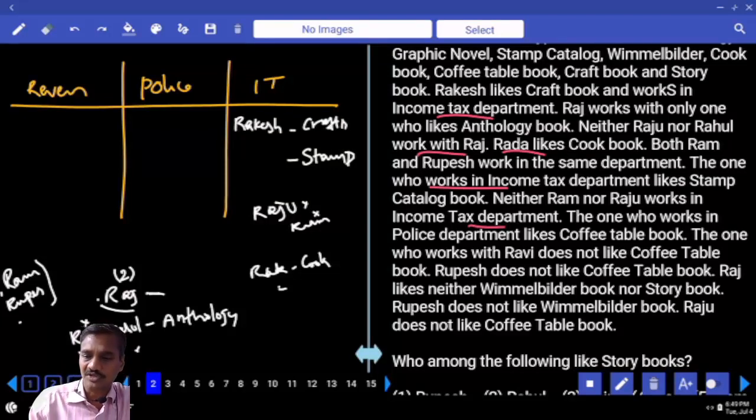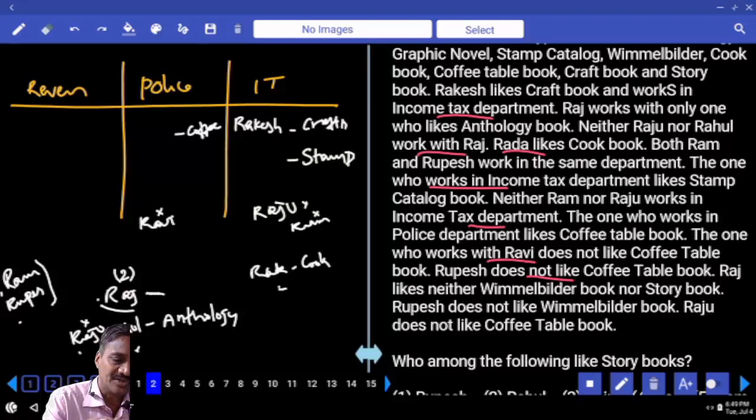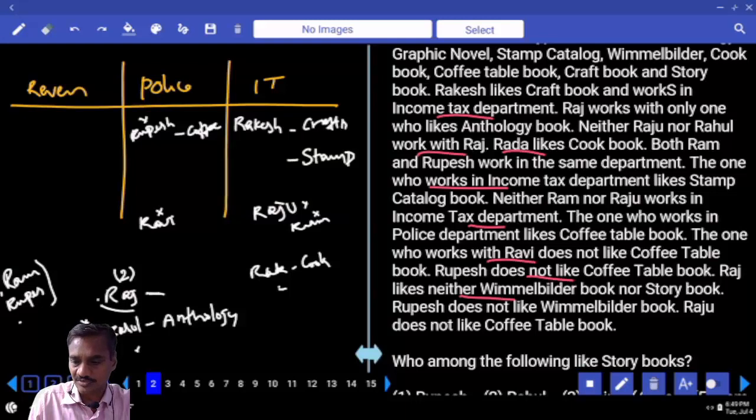The one who works in the police department likes coffee table book. The one who works with Ravi does not like coffee table book, hence Ravi cannot be at this place. And Rupesh does not like coffee table book, so Rupesh cannot be here. Raj likes neither Bimli Builder nor storybook. Rupesh does not like Bimli. Raju does not like coffee table. Raju also does not like coffee table.